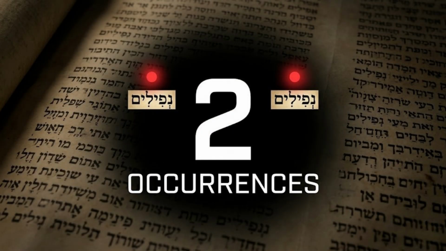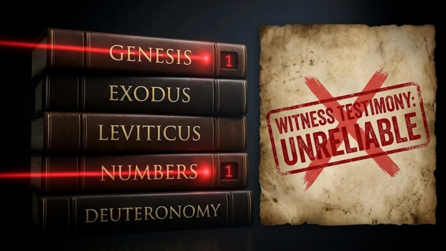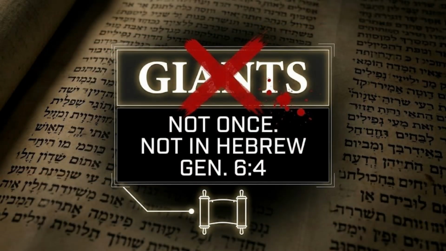That one Hebrew word appears in the entire Hebrew Bible exactly twice. Two occurrences. Across all of Genesis, all of Exodus, all of Leviticus, all of Numbers, all of Deuteronomy, twice. And in one of those two appearances, the witness giving the testimony was someone the biblical text itself explicitly identifies as unreliable.